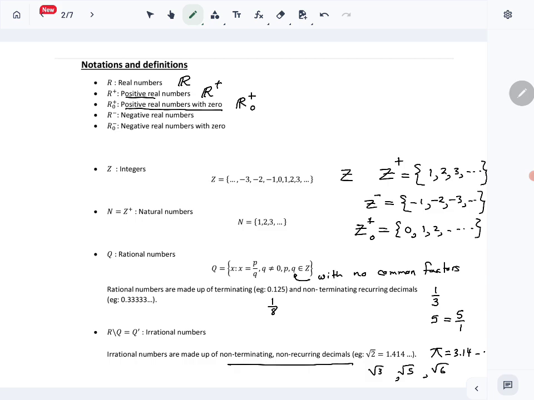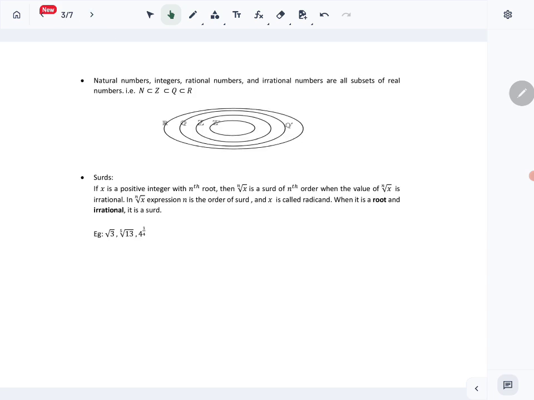So now we have discussed real numbers, integers, natural numbers, rational numbers, and irrational numbers. Now let's look at the order of these sets. Which set is the biggest, which set is the smallest out of these, right? If we look at this, natural numbers, integers, rational numbers, and irrational numbers are all subsets of real numbers.